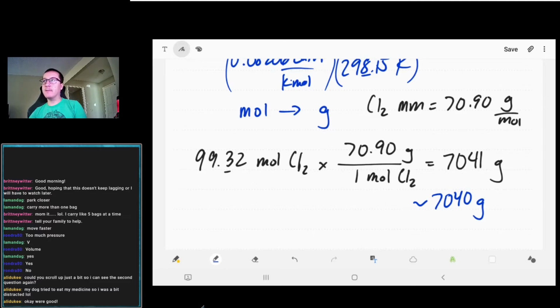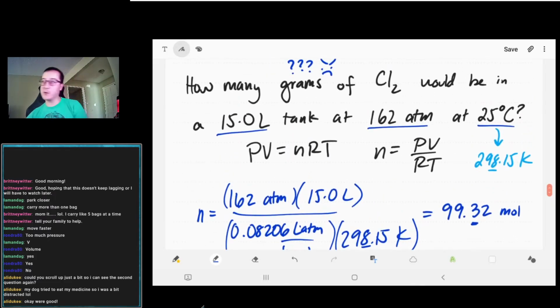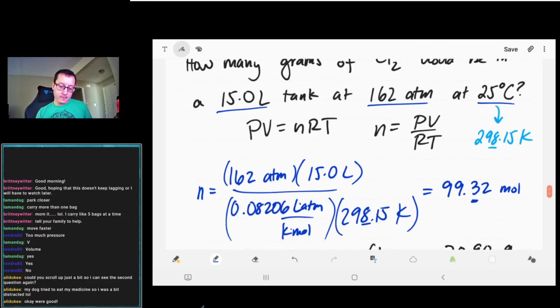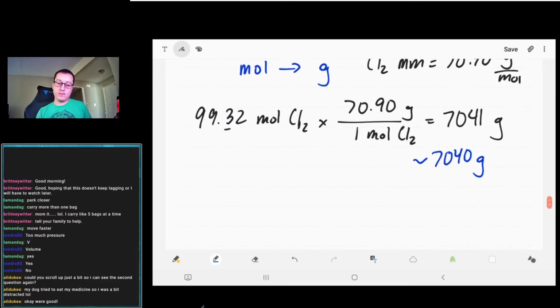All right, how was that one? We just had kind of one more step, which was to find the grams. In this case, we were able to use the other information given to solve for moles. And then we remember that from way back when, we were able to convert grams into moles using the molar mass. Okay, any questions on that one?